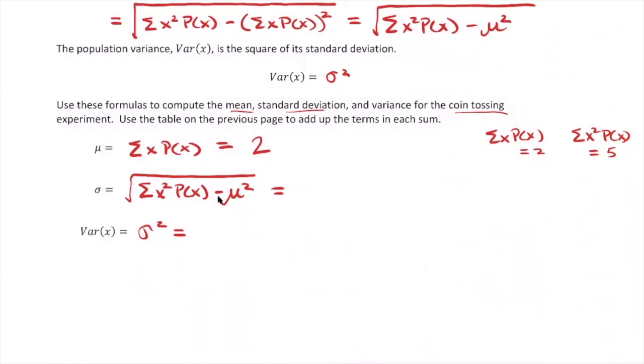All right, next, the standard deviation. So we have to do the square root of the sum of x squared p of x, that's this guy over here I just circled, minus the mean squared. So x squared p of x is just a 5. The mean was 2, so it's 5 minus 4. That's easy. 5 minus 4 is 1. The square root of 1 is 1. So the standard deviation is 1. So the mean is 2, and the average distance from the mean is 1. Perfect.